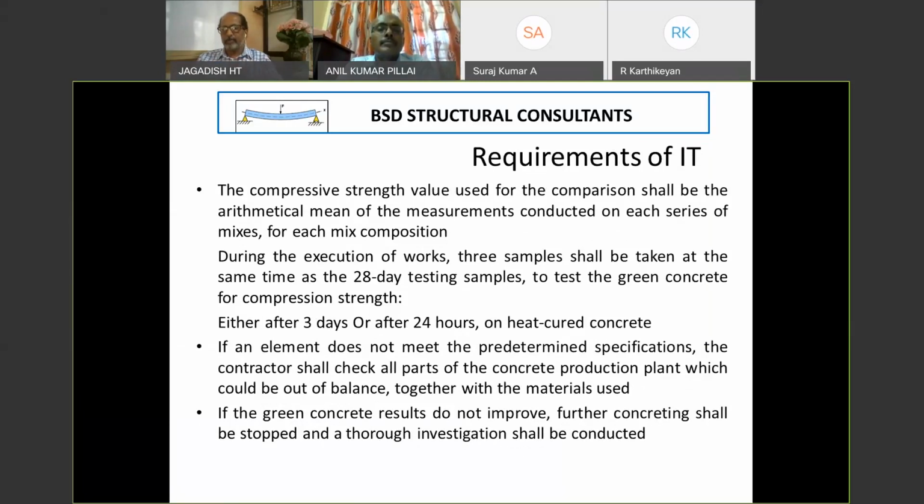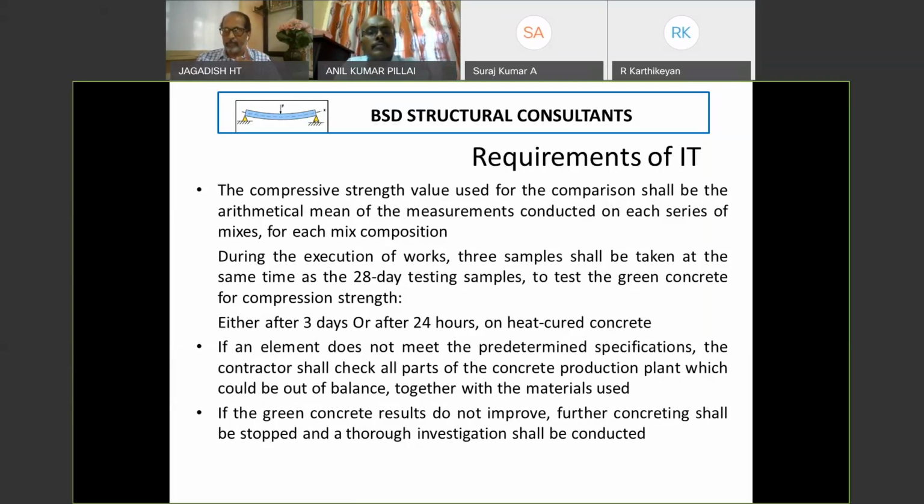If it does not meet the criteria, then the contractor will be asked to check all parts of the batching plant, the concrete production equipment, even the transportation and the material. He checks everything and does some tweaking to ensure that we come back on track. But if this repeats once again, then stop the concreting, stop all activities, and an investigation is done.